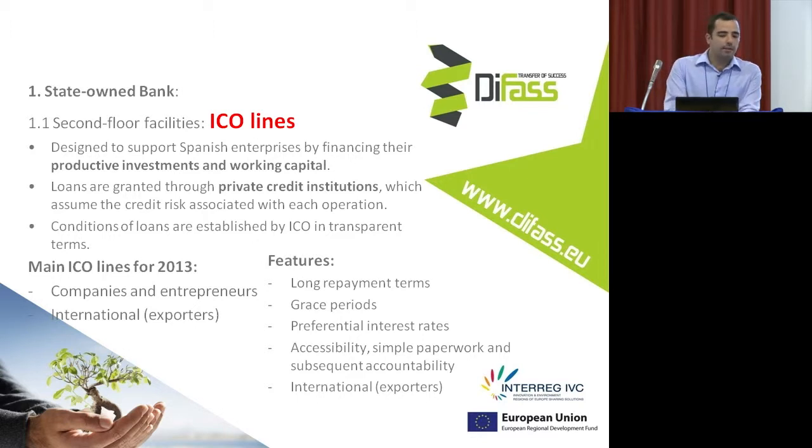These ICO lines are designed to support Spanish enterprises by financing their productive investment and working capital. The loans are granted through private credit institutions, the normal private banks, which will assume the credit risks associated with each operation provided to a company. So the conditions of these loans are established by ICO in transparent terms for all banks and also for the general public. Since we will come to these issues afterwards, I will not give more explanations now.